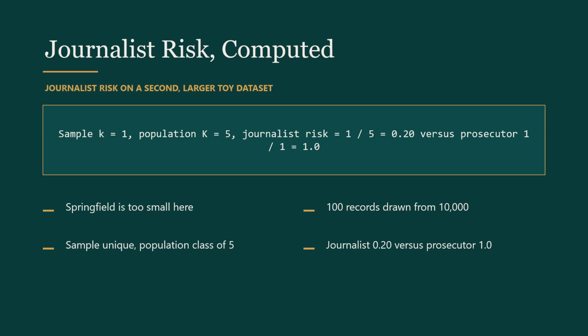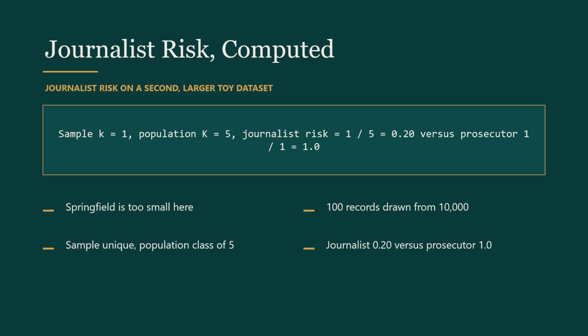The setup. 100 patient records drawn from a regional population of 10,000 individuals. The quasi-identifiers are age, sex, and 5-digit zip code. Focus on one record, a 45-year-old male in zip code 90210. In our sample of 100, exactly one record carries that combination, so the sample equivalence class size, little k, equals 1. But census tables for that area tell us 5 men in the population of 10,000 share those characteristics, so the population class size, capital K, equals 5.